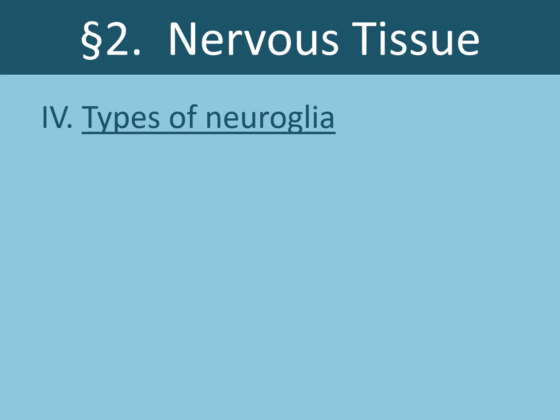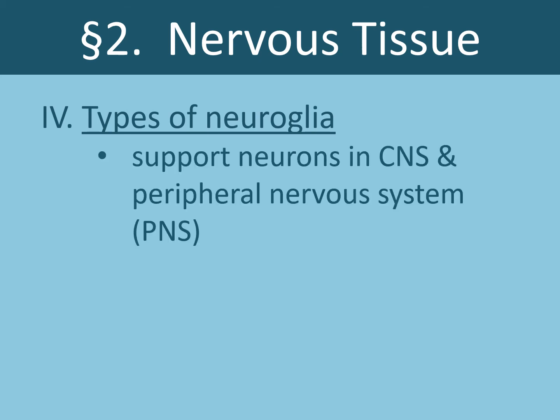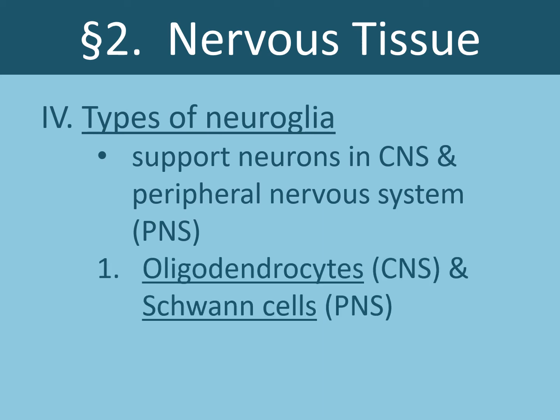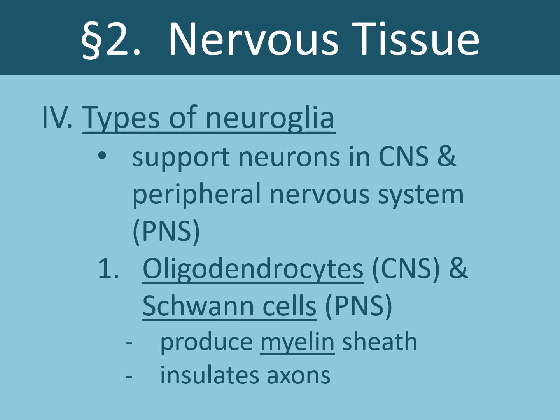There are supporting cells called neuroglia. So neuroglia are the cells that support neurons in the central and peripheral nervous systems. I've grouped these different neuroglia based on their functions. In group 1, we have the oligodendrocytes and Schwann cells. Both of these cell types produce the myelin sheath. The myelin sheath is a fatty layer that helps insulate our axons.